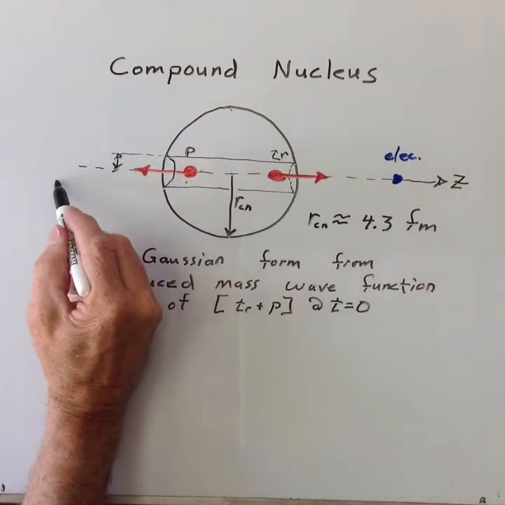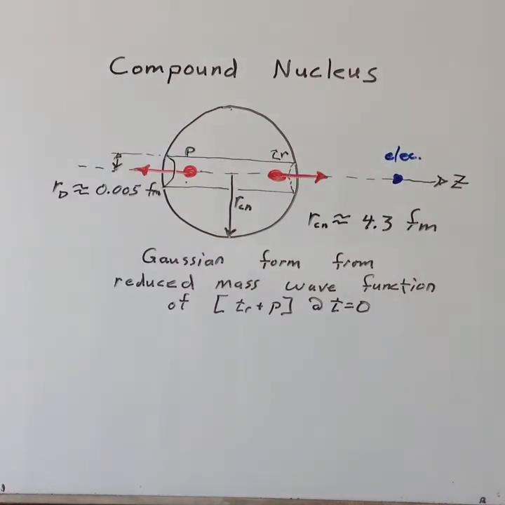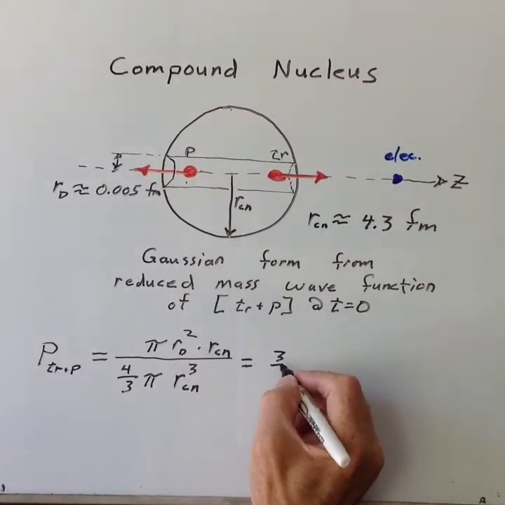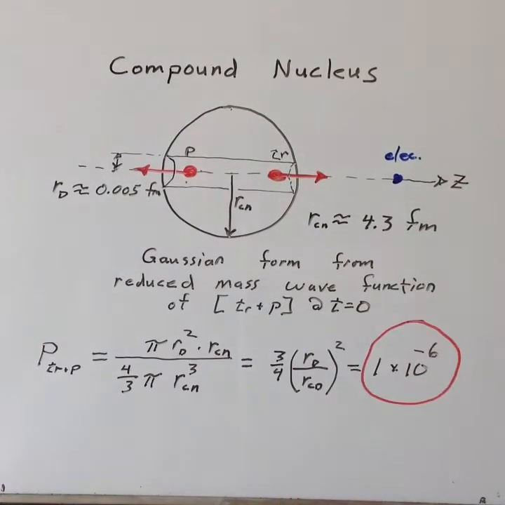We then find the ratio of the volume of the tritium and proton aligned with the electron relative to the total volume of the compound nucleus. This will give a probability of 10 to the minus 6. Since the deuteron wave function is spherically symmetric, this tritium and proton wave function will also be spherical. The limiting factor, of course, is the tritium-proton correlation with the electron.